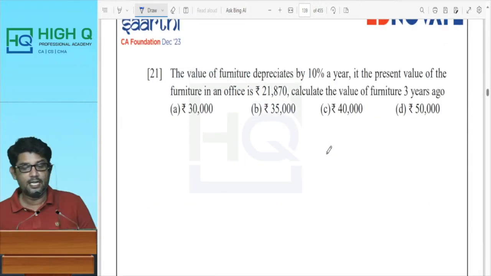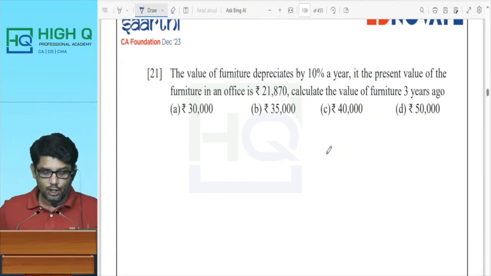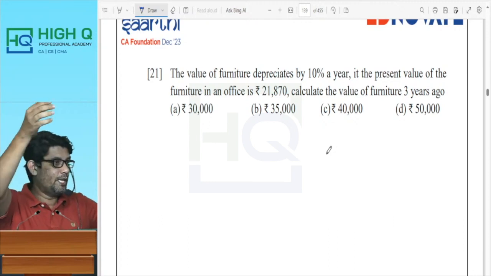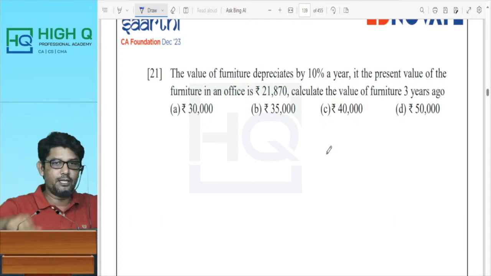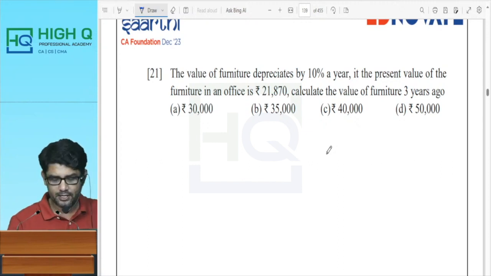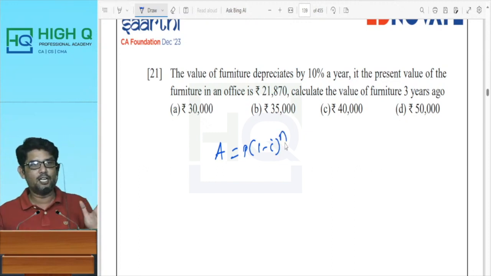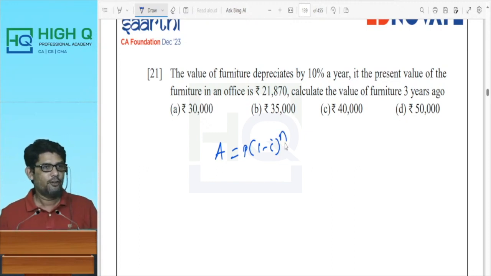Now, depreciation. The value of furniture depreciates 10% a year. If the present value of the furniture in an office is 21,870, calculate the value of furniture 3 years ago. Like compound interest, depreciation formula is P into 1 minus i whole power n. This is one method of approach. Other method of approach is by using calculator. For this type of question, you are not supposed to take more than 10-15 seconds. Can you give me the answer, my dear?